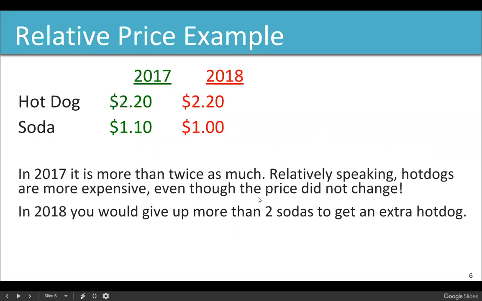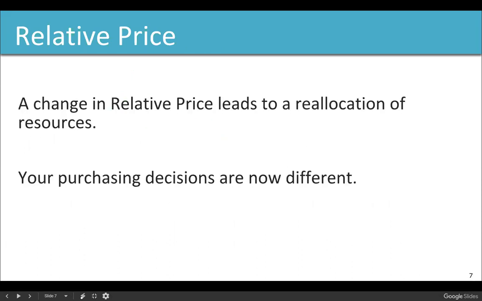This is an example here, which you could have. The price of hot dogs stayed the same, but the price of soda went down. So one of them stayed the same, but one of them went down. But relatively speaking, a hot dog is more expensive compared to a soda, right? A hot dog is now more than twice the cost of the soda. Not because the hot dog company did anything, but because the soda company did something. We're kind of okay with that one.